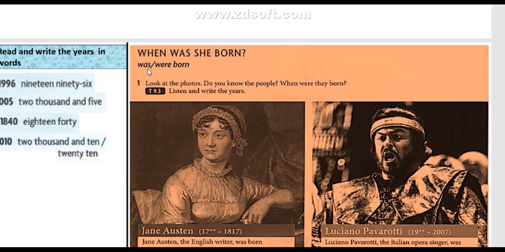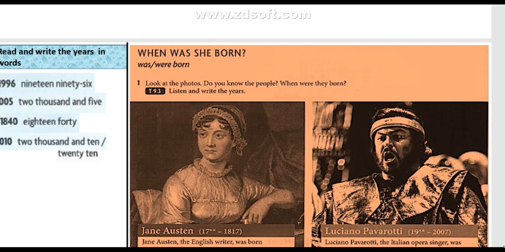When the object takes the place of the subject, if it is he, she, it, or I, it should take was. If it is we, you, or they, it should take were. So was is the past simple of the verb to be is, and were is the past simple of the verb to be are.